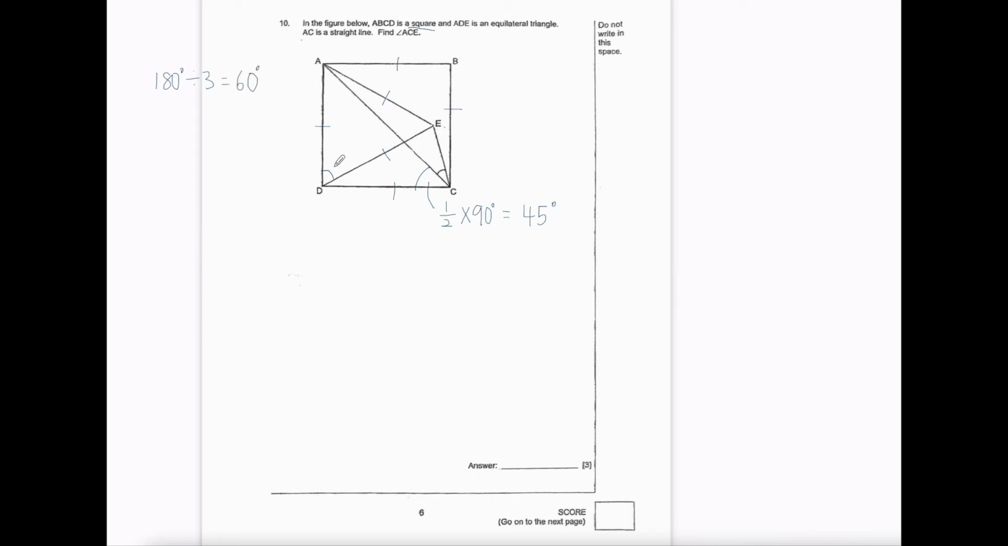So 60, 60, and I'm not going to draw anything here because it might look too messy. Another thing you realize is that DEC is an isosceles triangle. With that, I think we can try and find this. EDC is this. How to find EDC?